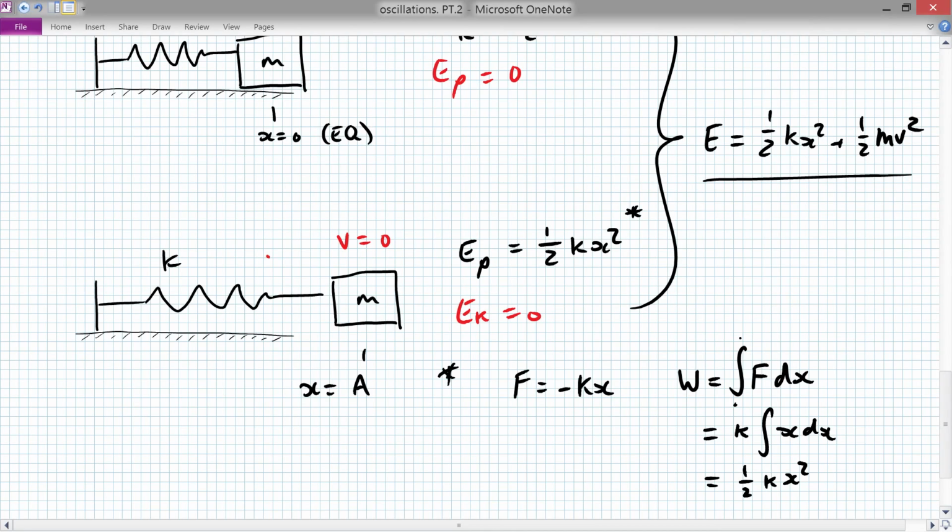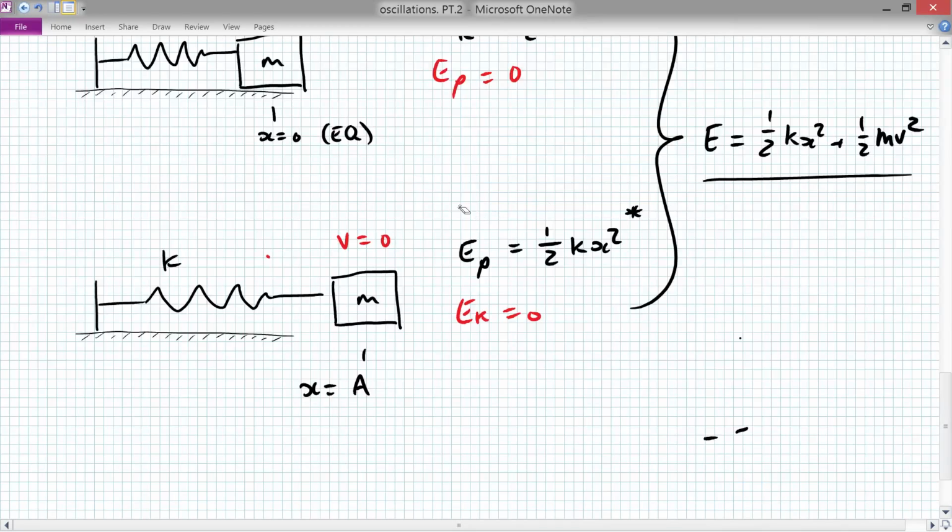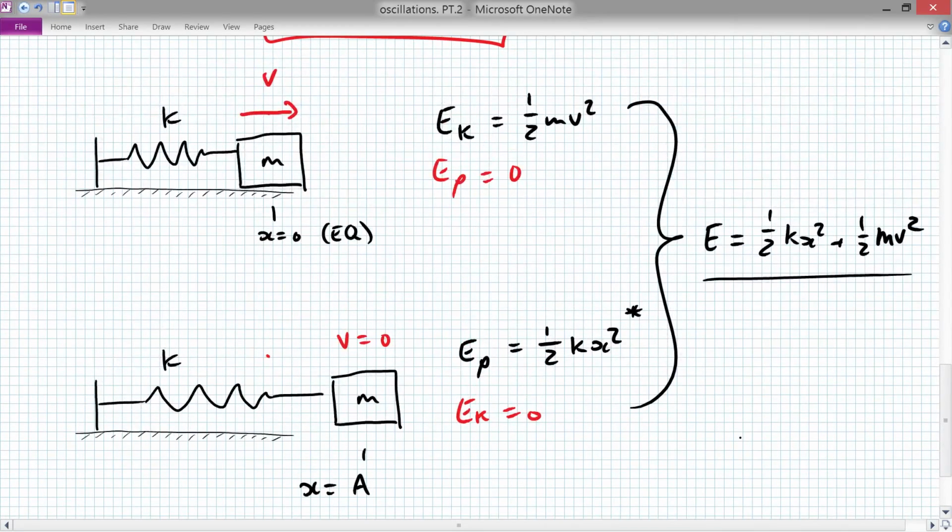So just a little aside for the mathematicians there. Have a play with that yourself. A little bit of calculus.